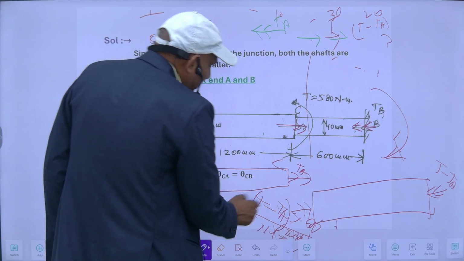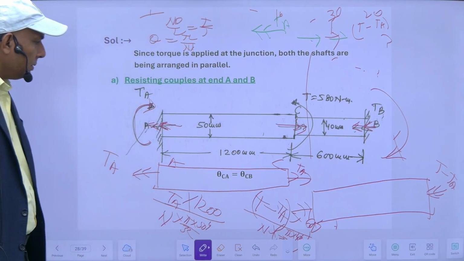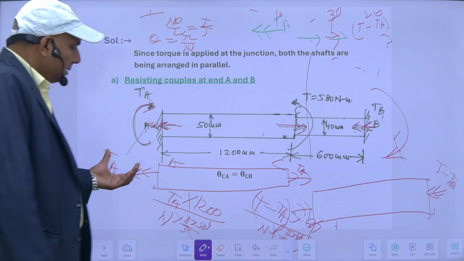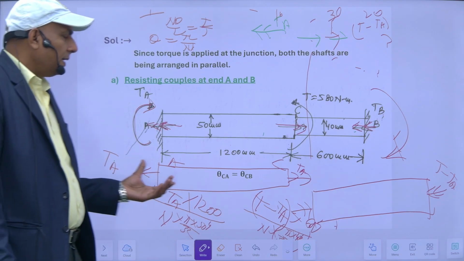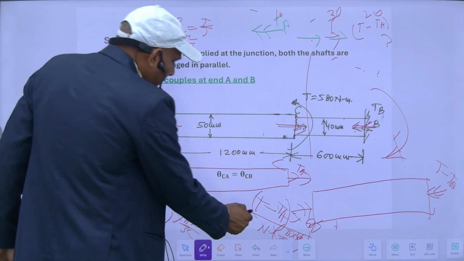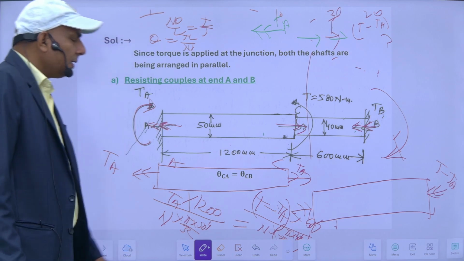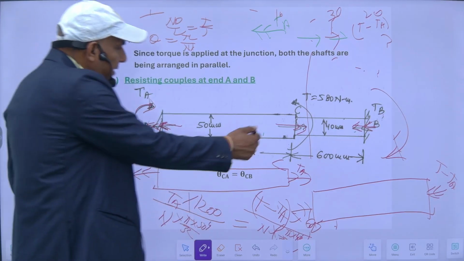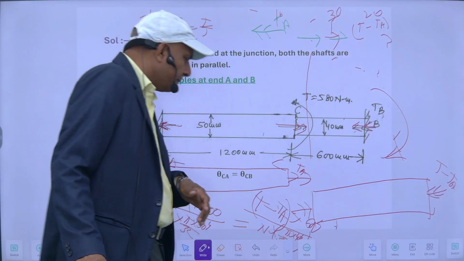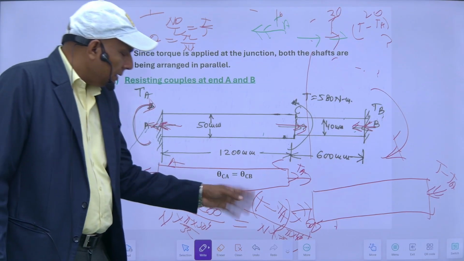So my this plus this should be equal to 0. Otherwise you can say this is just like tensile, this is just like compressive. So this minus this, it will be minus. So both are equal. In this case, since my theta B is equal to 0, it means theta of AC portion is equal to theta of CB portion. So this is equal to this one.